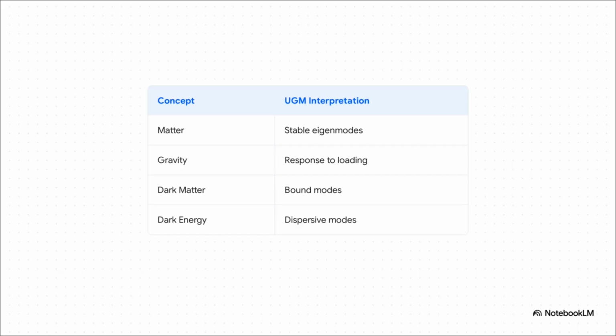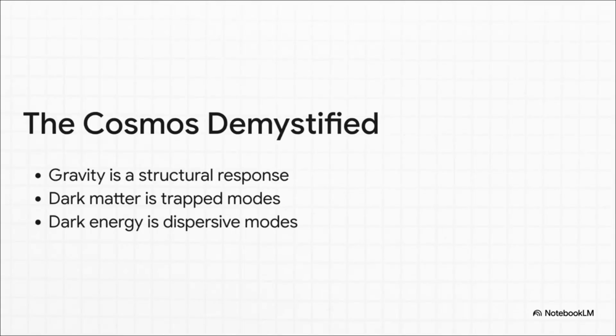Familiar matter? Just stable patterns. Gravity? It's simply the large-scale response to structural loading. And get this, dark matter isn't an invisible ghost particle. It's just trapped or bound modes in the substrate. Dark energy is simply modeled as dispersive, expanding modes of the continuum itself. The cosmos is completely demystified. Gravity isn't some isolated force. Dark matter and dark energy aren't magical entities we can't find. They are entirely logical, finite behaviors of the physical space continuum. Everything is connected and everything is bounded.